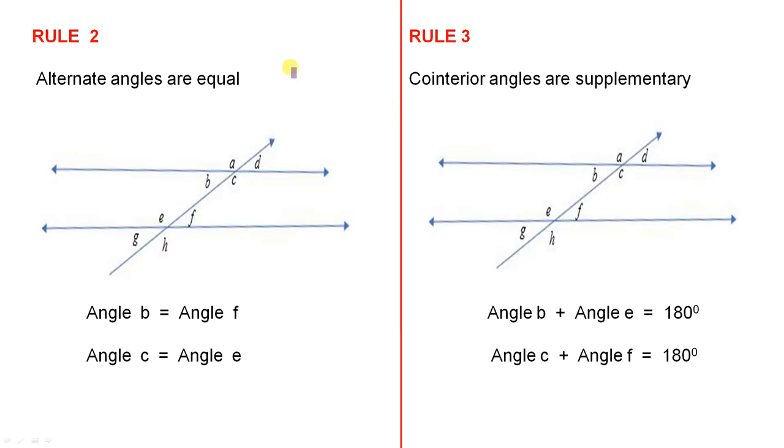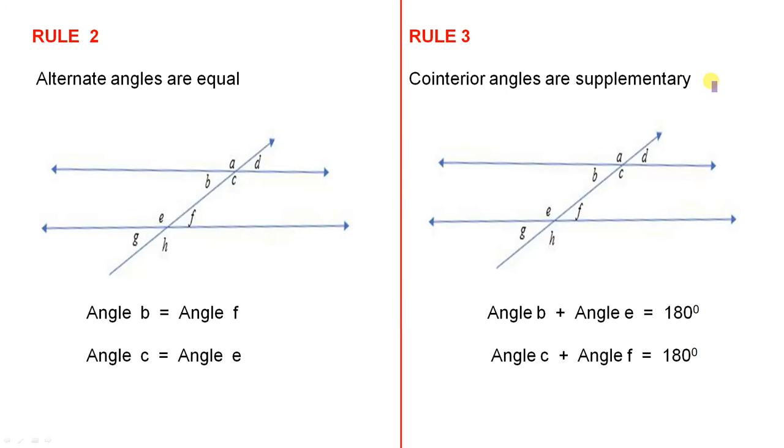Now, rule number 2 tells us that alternate angles are equal. What this means is the following. Angle B equals angle F. That one equals that one. And angle C equals angle E. This one equals that one. So those pairs of angles are called alternate angles.